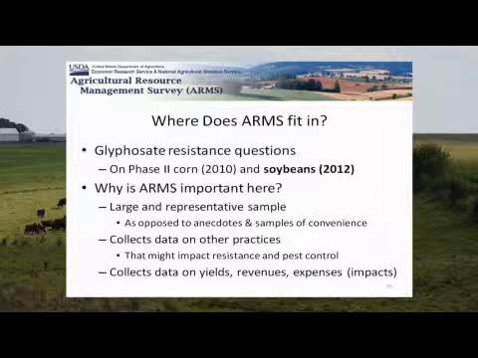But in addition, with ARMS, we collect data on other types of practices that might impact resistance and pest control. We have information on the types of crops that are being grown, on the types of rotations that are being used, and the other types of herbicides that are being applied. That allows us to narrow down the particular impacts of resistance to glyphosate. Furthermore, through ARMS, because we collect data on yields, revenues, and expenses, we can assess the financial impacts of glyphosate resistance on farm financial performance.